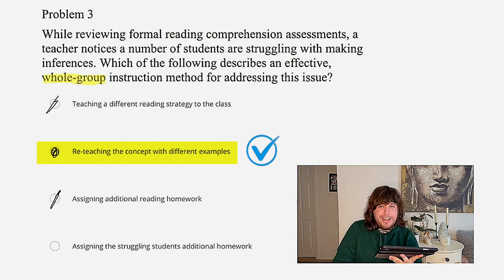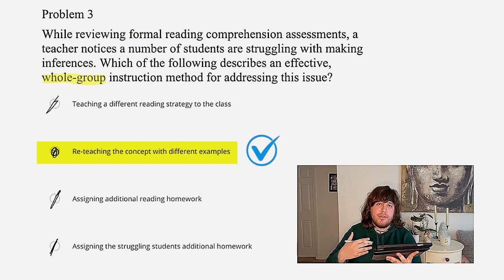And then D says assigning just the struggling students homework. Again, how are they going to get it without your help? They didn't get it during the school day, so they're not going to get it at home. And you're just assigning the struggling students with answer D. That sounds like punishment to me. You'll have a riot on your hands. B is our best answer because if students don't understand a concept, then if you reteach it with new examples, it gives them a new perspective and it helps them to understand it better.